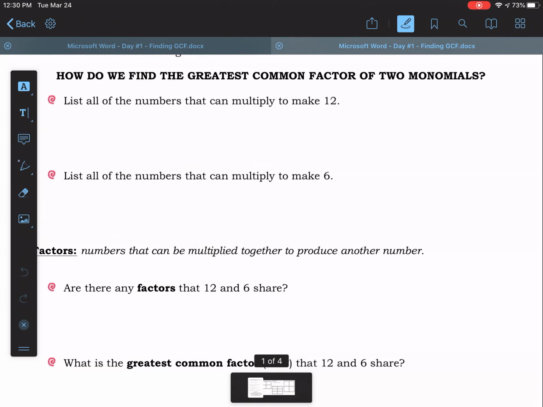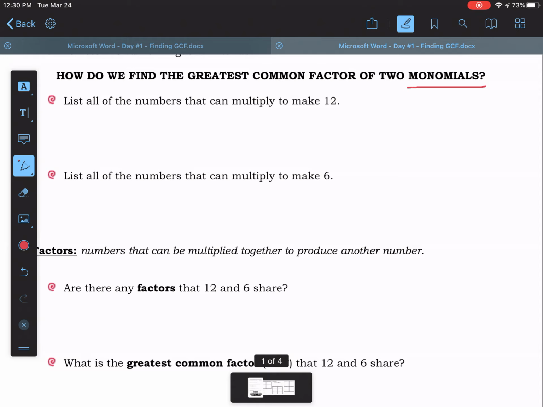is finding the greatest common factor of two monomials. So a monomial just means that it's just one term. Okay, so a monomial can be just a number, it can be just a variable, it can be a number with a variable. So we're going to go through all of those scenarios today.